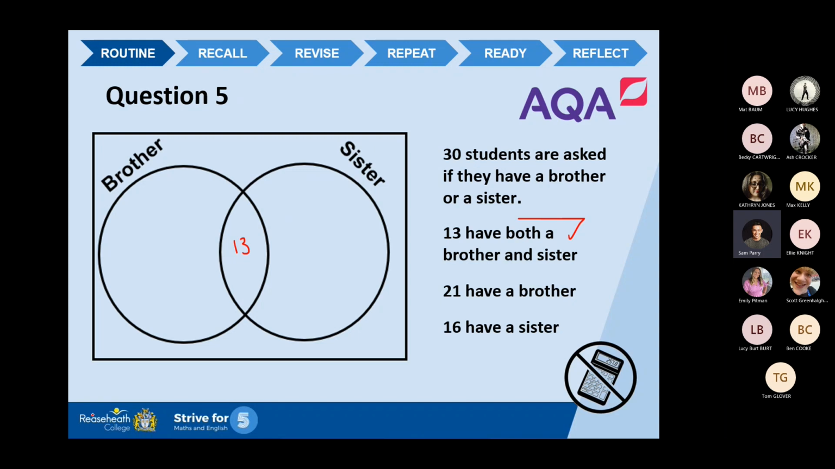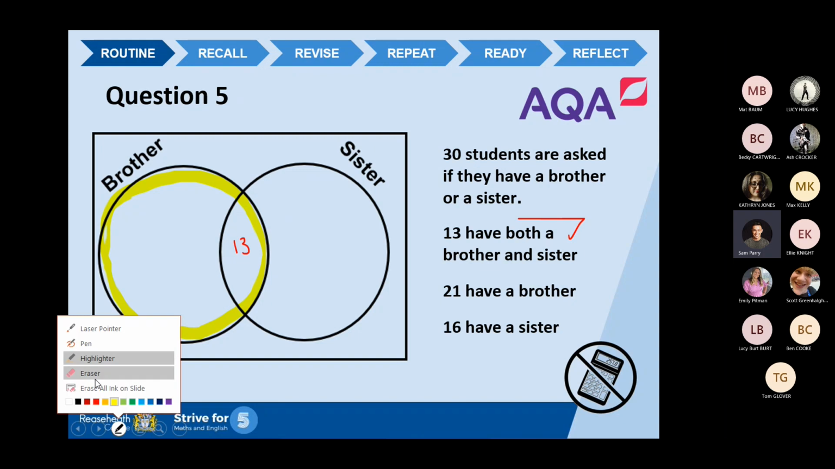Now, this bit's important. 21 have a brother. So this is the brother circle. So I'm going to try and circle it as neatly as I can. Okay, that'll do. So in this yellow circle here, they're all the people who have a brother. Now, the number has to add up to 21 because it's the brother circle.